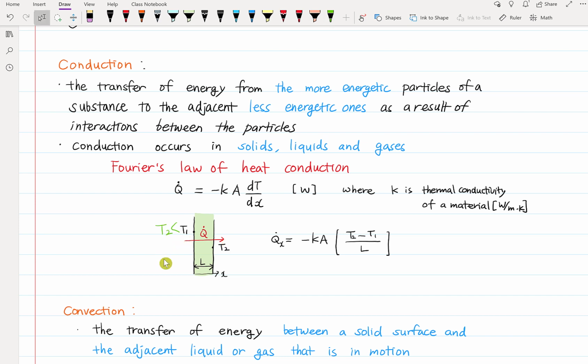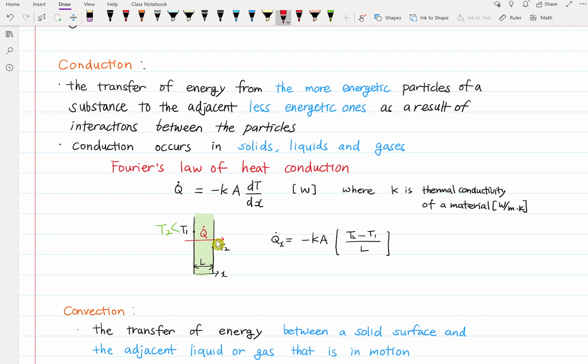So what is the direction of the heat transfer? Heat transfer always occurs from a higher temperature to the lower temperature medium. So, higher temperature, T1 is higher than T2, so heat transfer is from left to right.